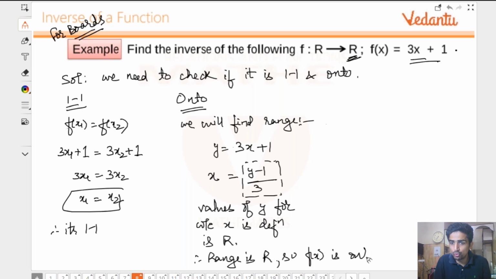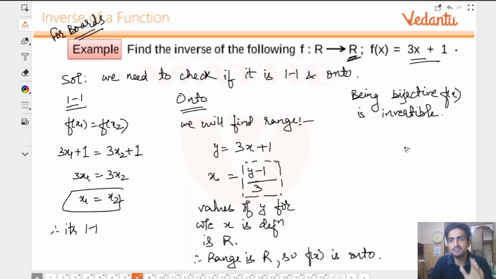So this much you have to do before actually finding inverse. First you will show that it is 1-1 and onto. Then you will write: being bijective, f(x) is invertible. Being bijective f(x) is invertible, that is inverse exists.